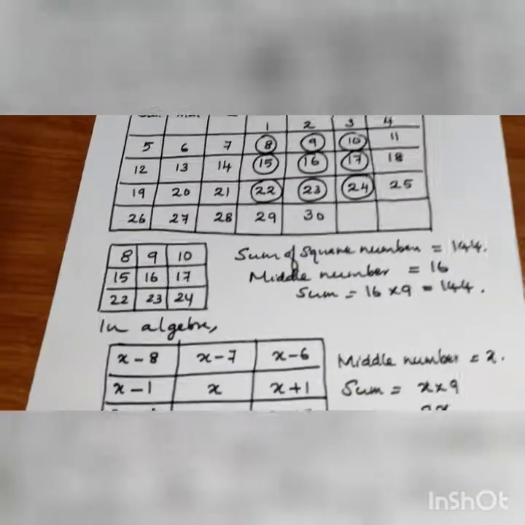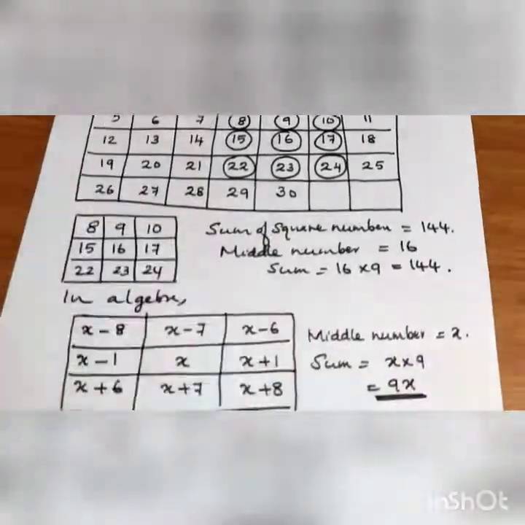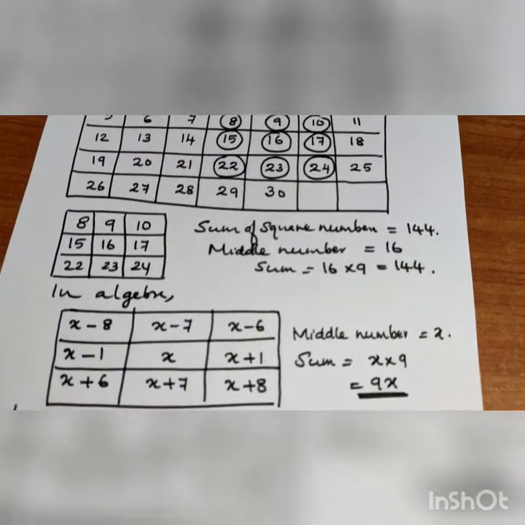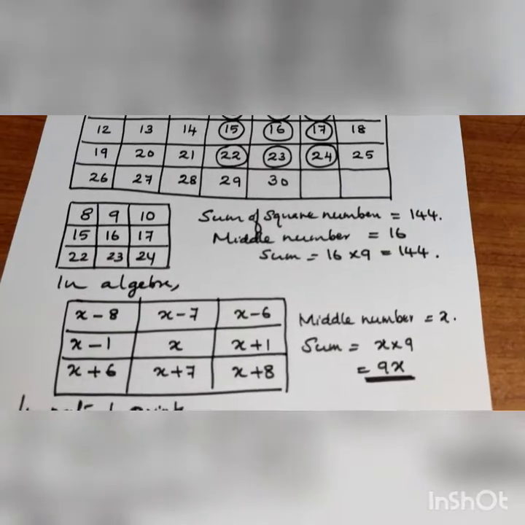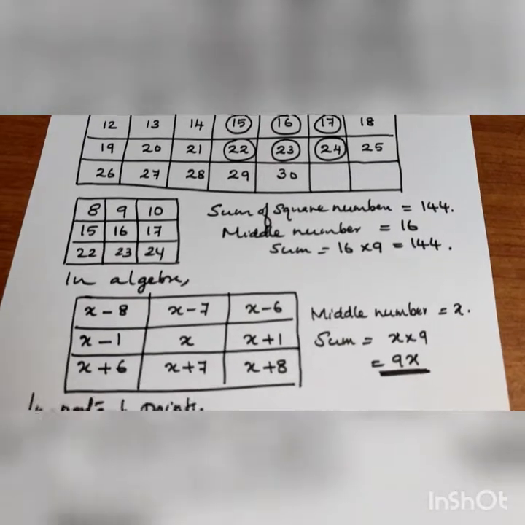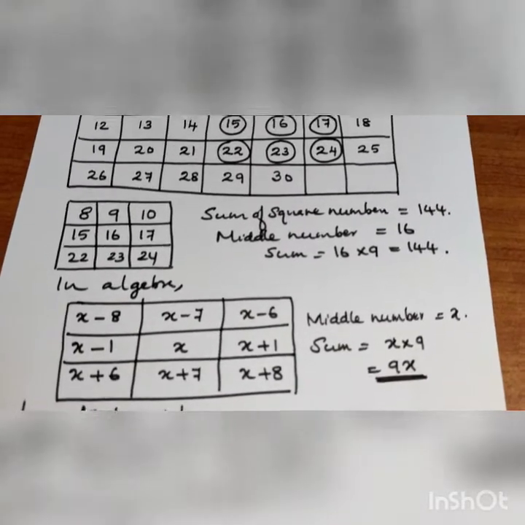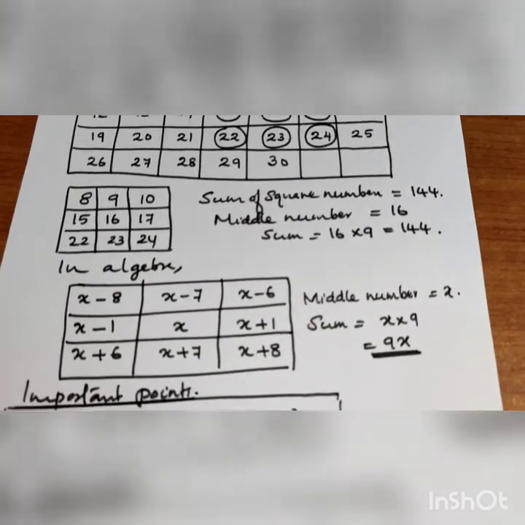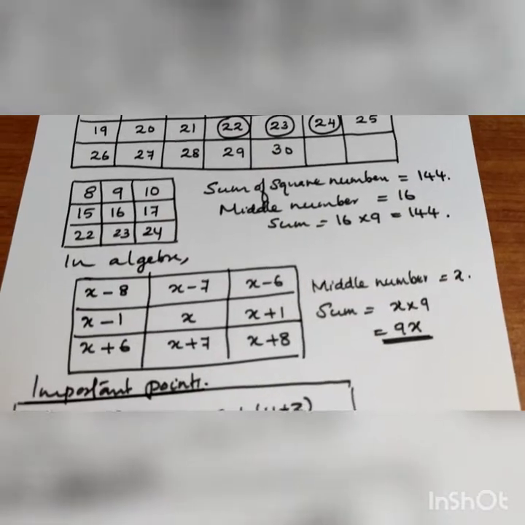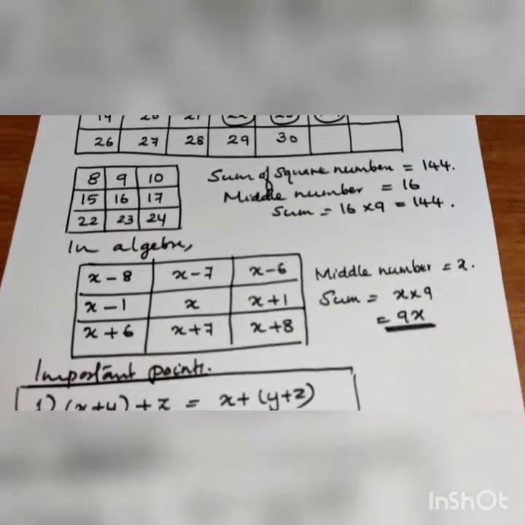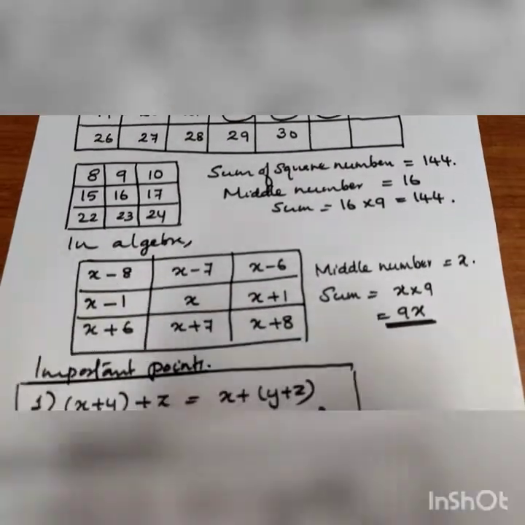In algebra, this can be done. In the 4th standard you studied how to write the square numbers. First the given numbers are written in ascending order, and then marked as A, B, C, D, E, F. Then put each letter in each column. That way you studied in the 4th standard.